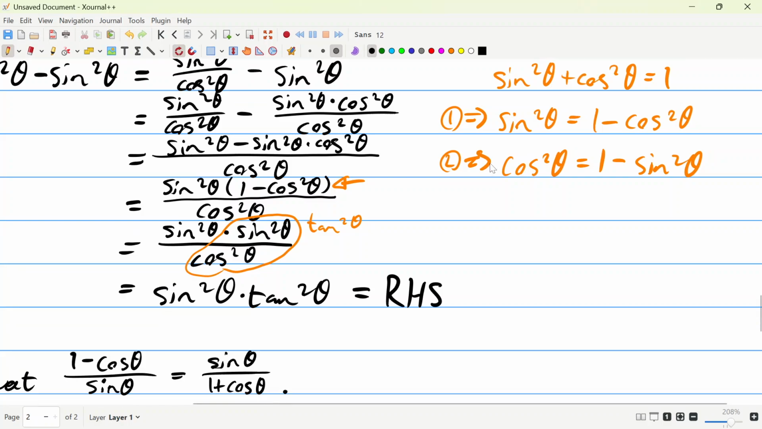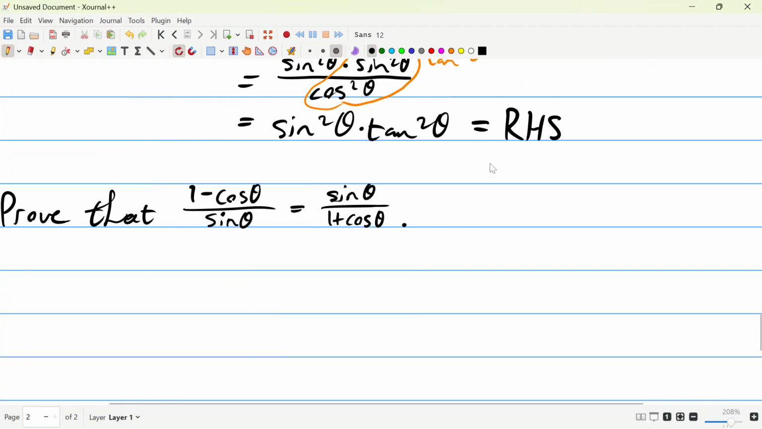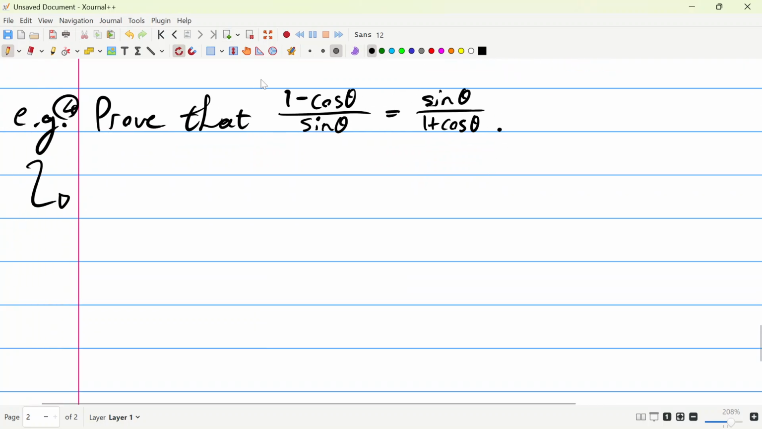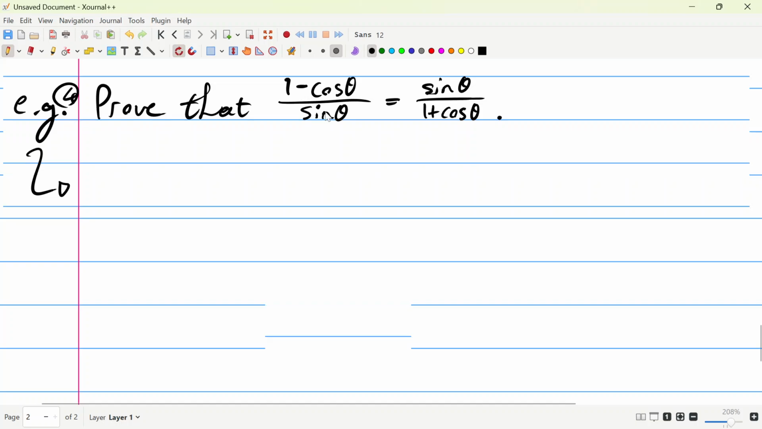Do you notice that we have a 1 minus cos theta right over here? And we also have a 1 plus cos theta, but let's focus on the 1 minus cos theta. We really want it to be 1 minus cos squared theta, so we can rewrite it as sine squared theta, right? Using our manipulated identity.